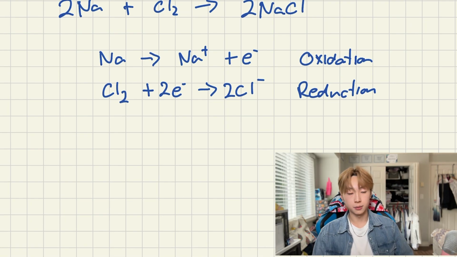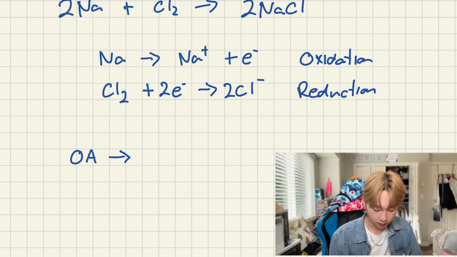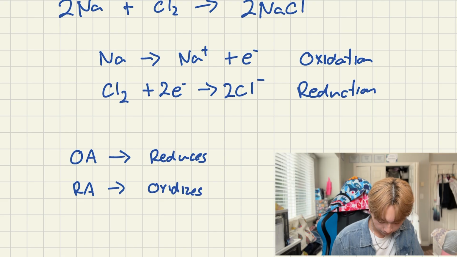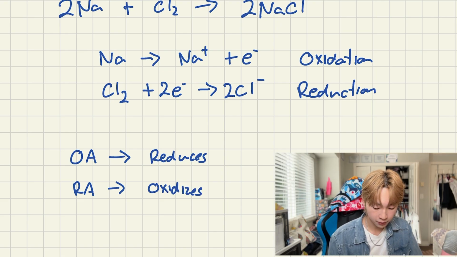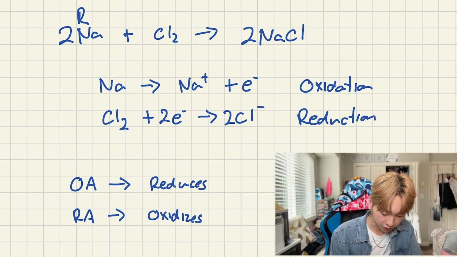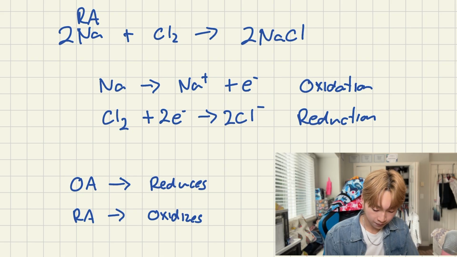Now let's look at what oxidizing and reducing agents are. An oxidizing agent, or OA for short, is going to be the thing that reduces. And on the other hand, our reducing agent is going to be the one that oxidizes. Looking at this example, we know that our sodium oxidized, so that's going to be our reducing agent because it causes reduction. That's why it's the reducing agent. But the reducing agent itself will oxidize. And our chlorine reduced, so that's going to be our oxidizing agent.